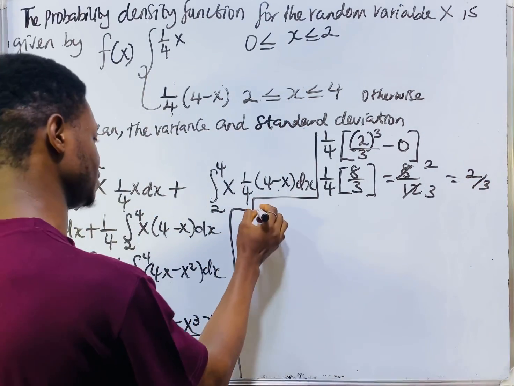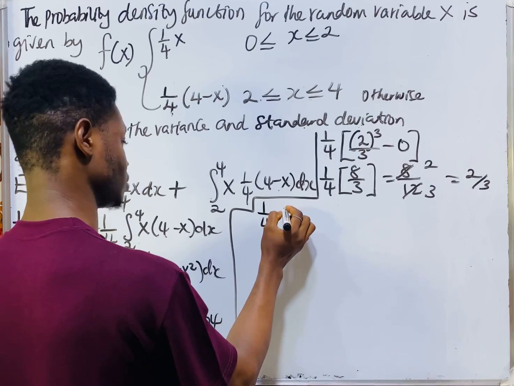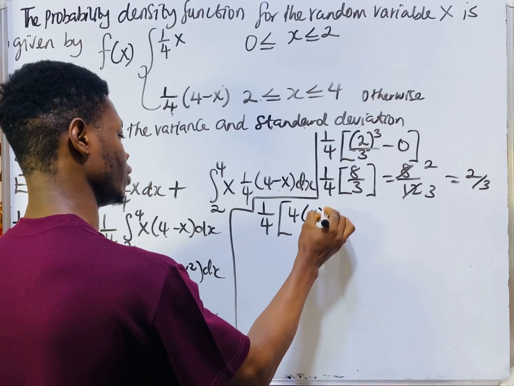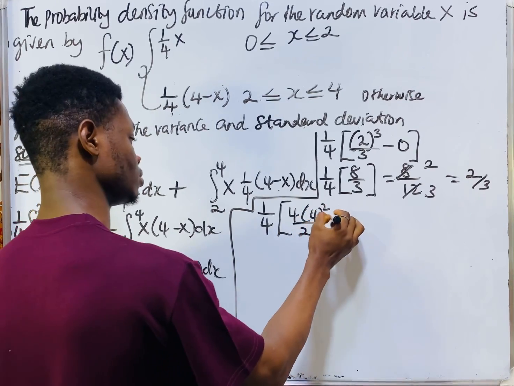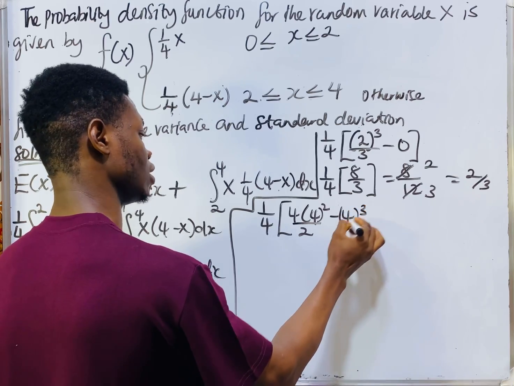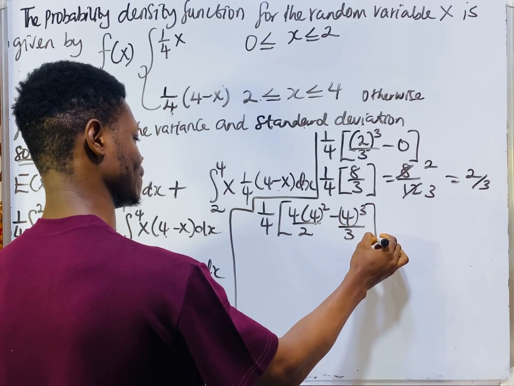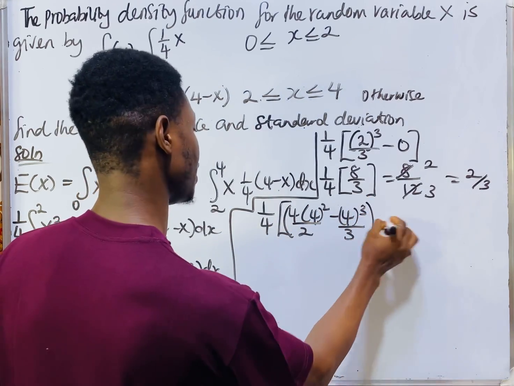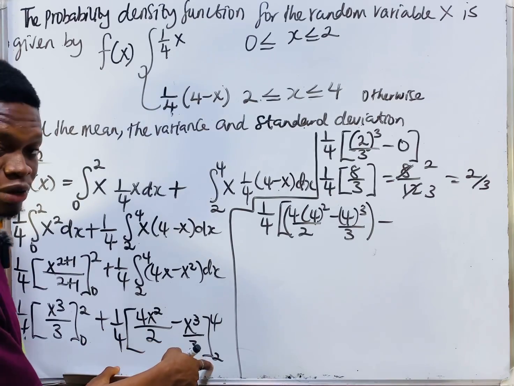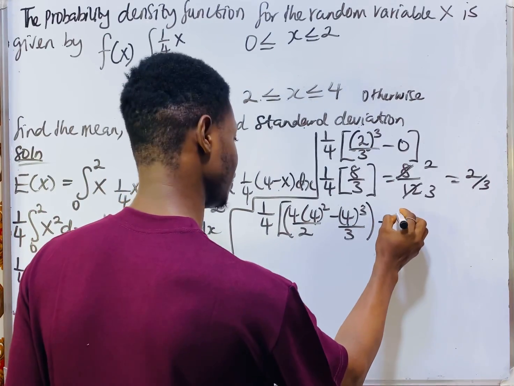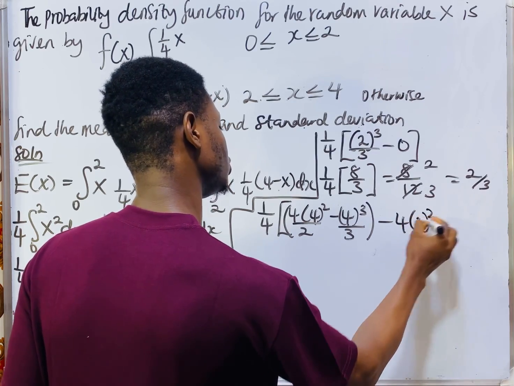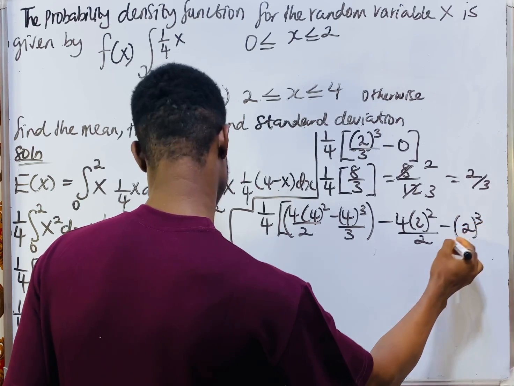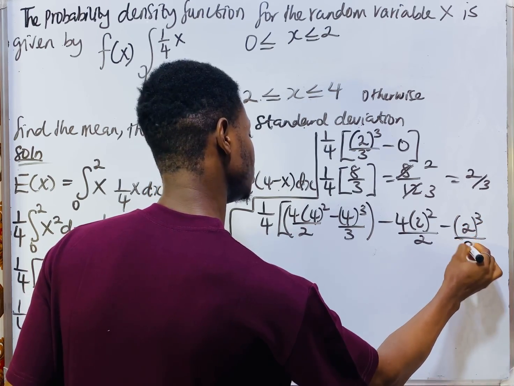So let's simplify this. We're having 1 over 4 times 4. Anywhere we see x, we put 4. 4 to the power of 2 all over 2 minus 4 to the power of 3 all over 3. I like putting it in parentheses like this. Then minus, anywhere we see x, we put 2 this time. So we have 2 to the power of 2 over 2 minus 2 to the power of 3 over 3.